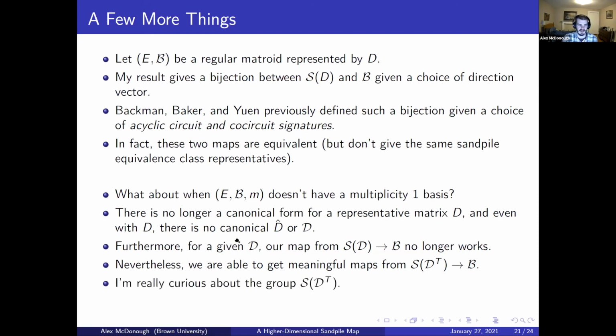And this group, the Sandpile group of D transpose, is the Pontryagin dual of the original Sandpile group. And I'm curious about it because it's less natural to define the group, but my map actually works better on this type of thing than in general.